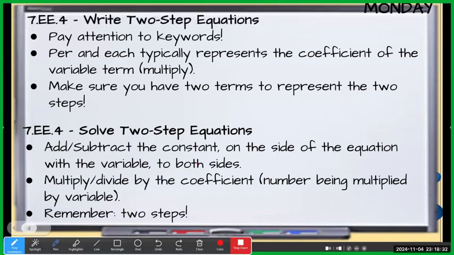All right, 2 things we're gonna be looking at today. We're gonna be writing equations and solving equations. Looking up top on writing, what's the first thing it tells us? Keywords. Keywords are important. Keywords are gonna tell you if you add, subtract, multiply, or divide. What's next?